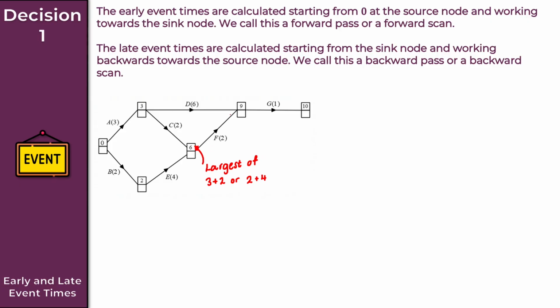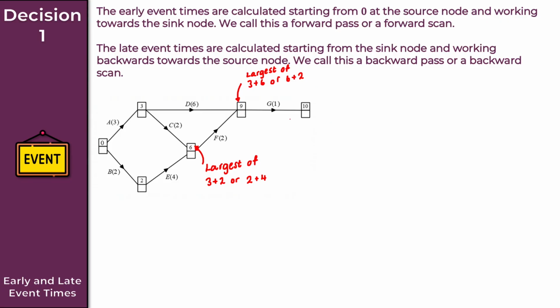Okay? Again, for this event here, or this node here, I've got a choice of 2, right? So it's either going to be, again, I'll make a note here, the largest of, I've got a choice of 3 plus 6, or 6 plus 2. Now clearly, 3 plus 6 is larger than 6 plus 2, so we choose 3 plus 6, and again, that's where we obtain this 9 from here.